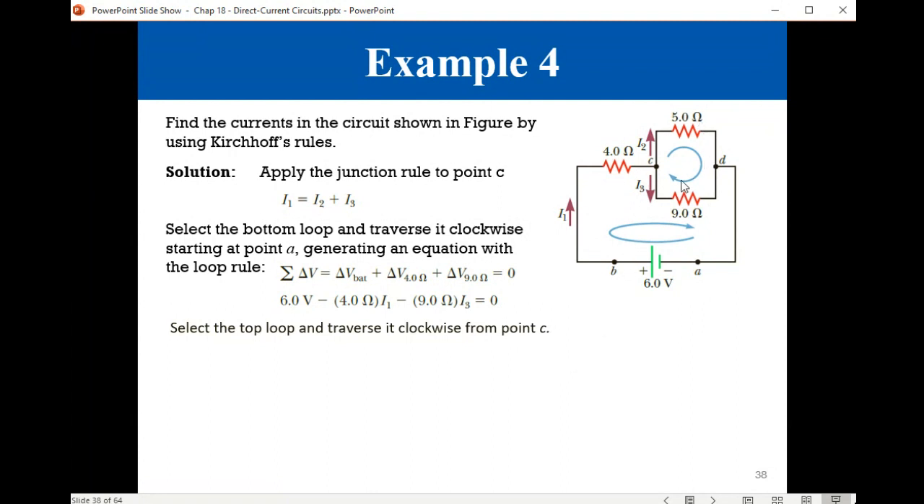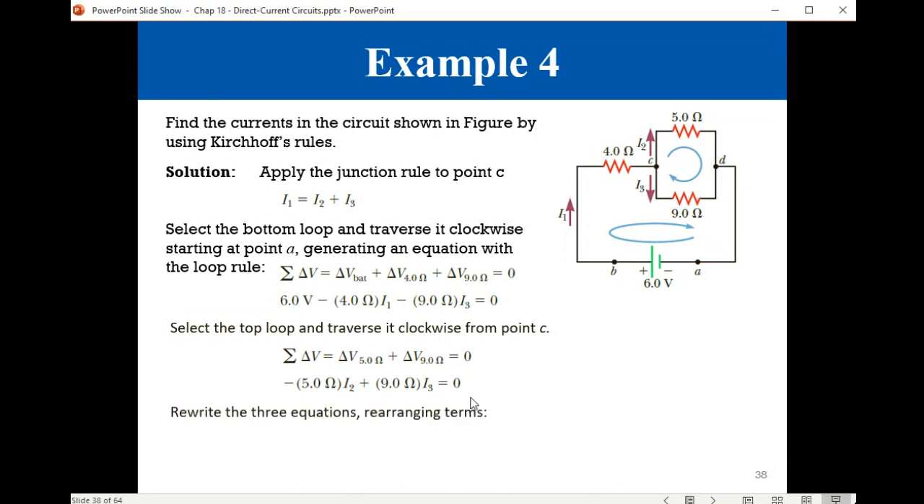Then we select the top loop here, and again, we apply the loop rule. For the 5 ohm, the current is going this way, so it's a potential drop. So it's minus 5I2. And for this one, it is a potential rise because we are going opposite to the current. So it's plus 9I3 equals 0.